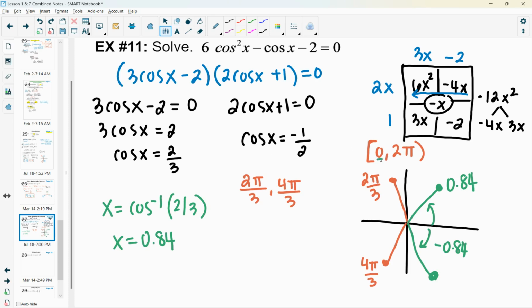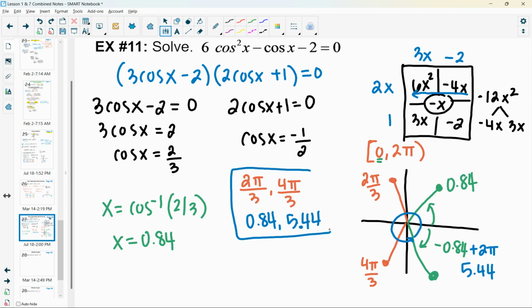But since we want to start at 0, okay, we're going to want to do the positive coterminal of this. So we're just going to add 2 pi to this so that we can be at the positive version of this. And so just add 2 pi to this and you get like 5.44. So 0.84 would be another angle, and then 5.44 would be another angle. So those are our answers to this one.